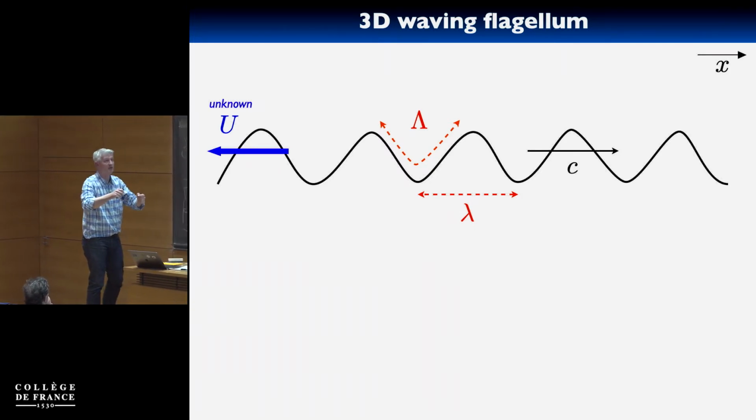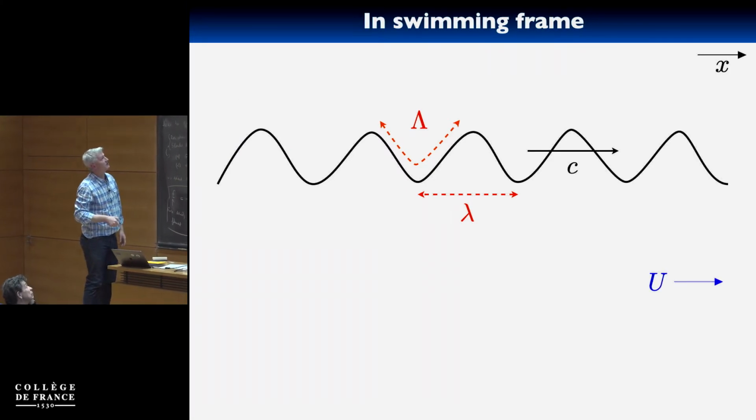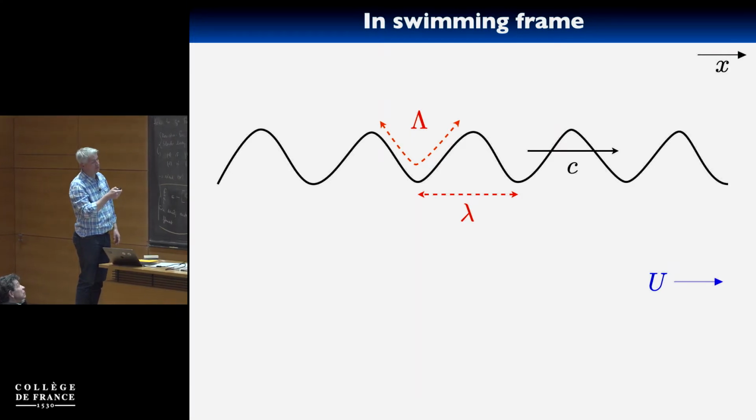If in that frame the fluid is moving this way, the fluid at infinity therefore appears to be moving in the other direction with the same speed. So in the swimming frame, the condition at infinity is u along the x direction to the right. That's the first thing.